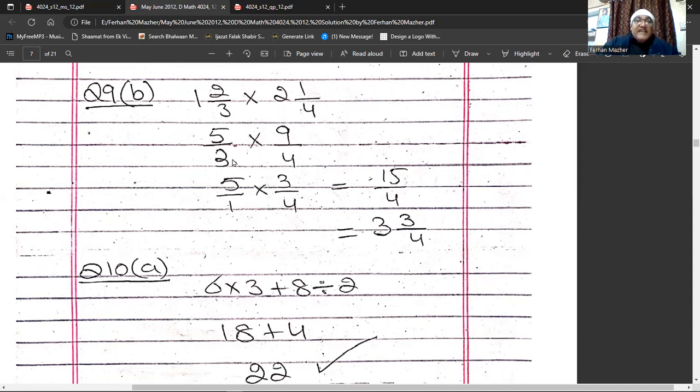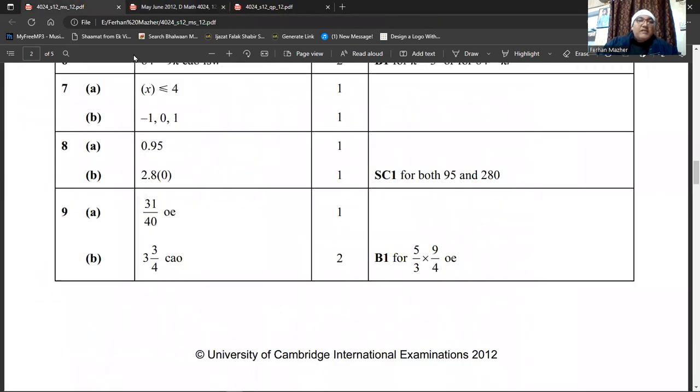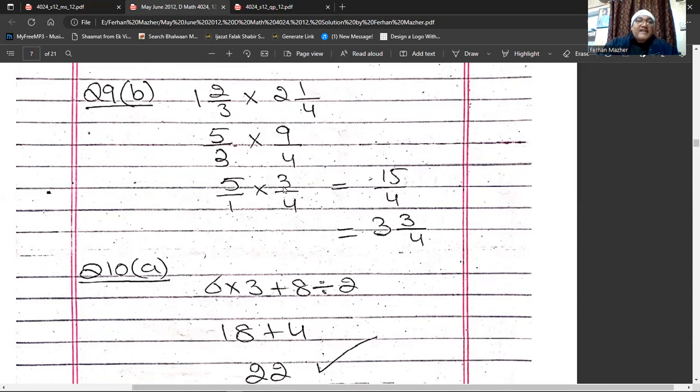So 5 by 3 multiply 9 by 4, numerator multiply with the numerator, denominator multiply with the denominator. Numerator and denominator, they can be cancelled. Okay, 3 1s are 3, 3 3s are 9. So 5 by 1 into 3 by 4. So it will be 15 by 4, and 15 divided by 4, that is 3 whole 3 by 4. 3 whole 3 by 4 is the right answer. Question number 9, B part.